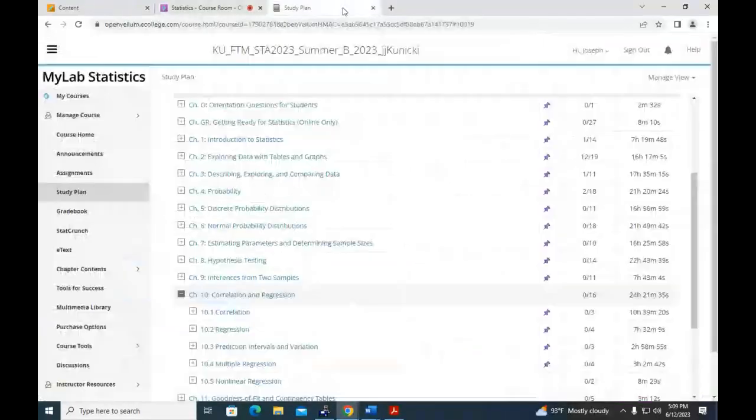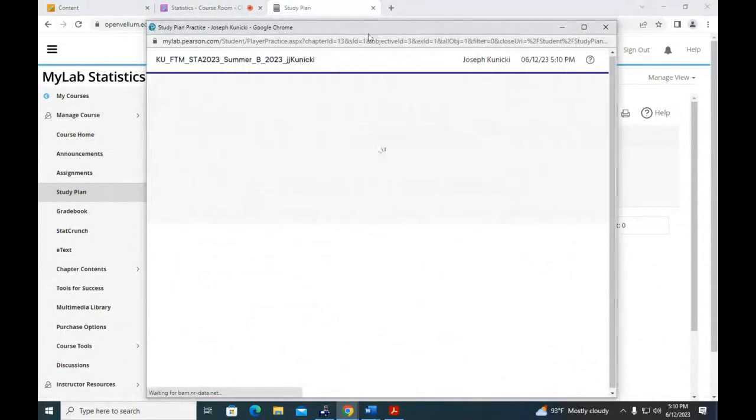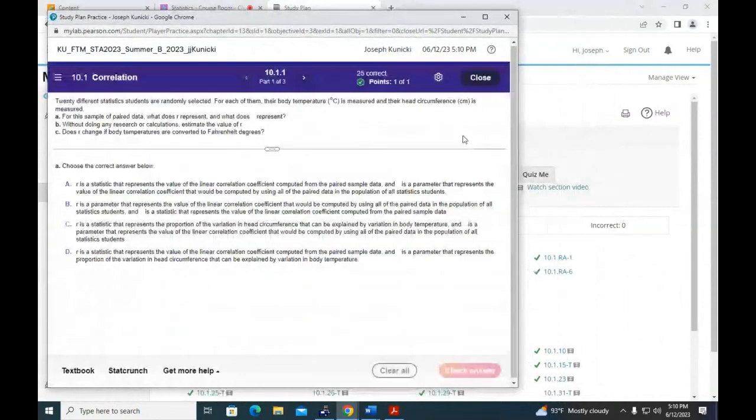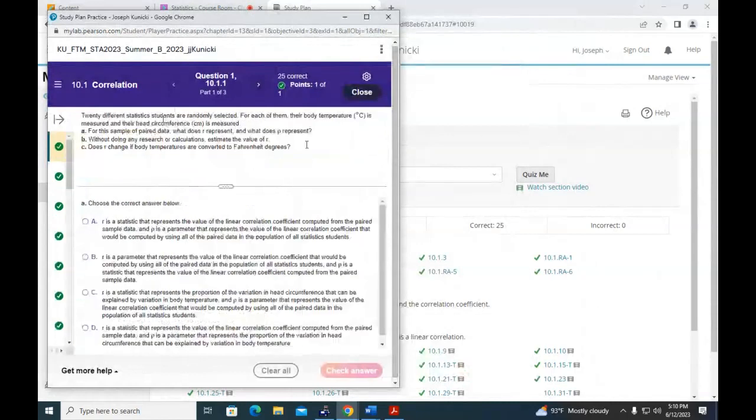Okay, so we're going to start with 10.1 correlation. Remember now, this is bivariate, two variables, x and y, so we form scatter plots. Each individual has two measurements, and we want to see if they're correlated. Here the two measurements are body temperature in degrees Celsius and head circumference.